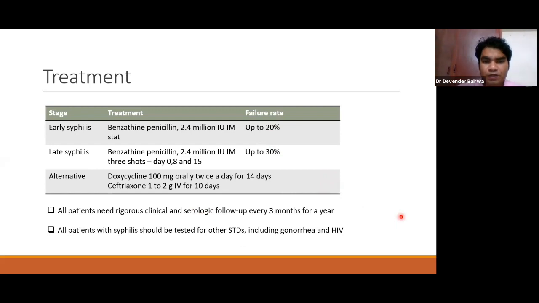All patients need rigorous clinical and blood workup follow-up every 3 months for at least a year. And whenever you diagnose anybody with syphilis, there is quite a possibility that you are dealing with coexistent other STDs, including gonorrhea and HIV. So all the patients who present to you with syphilis, you should check for HIV and other STDs as well.